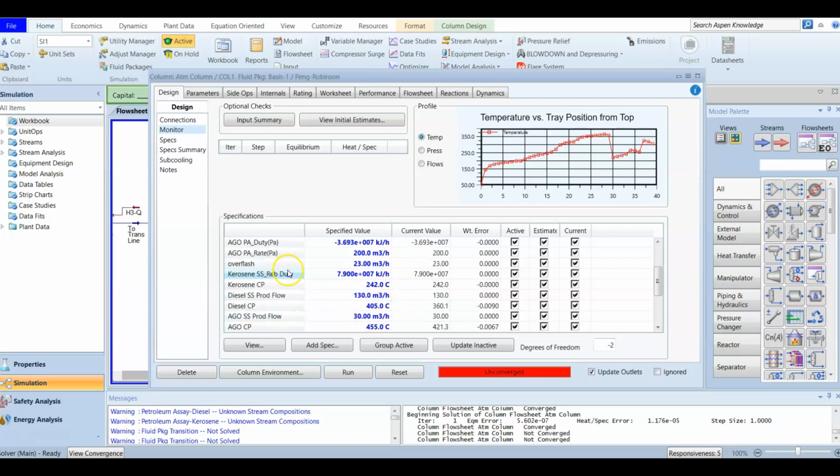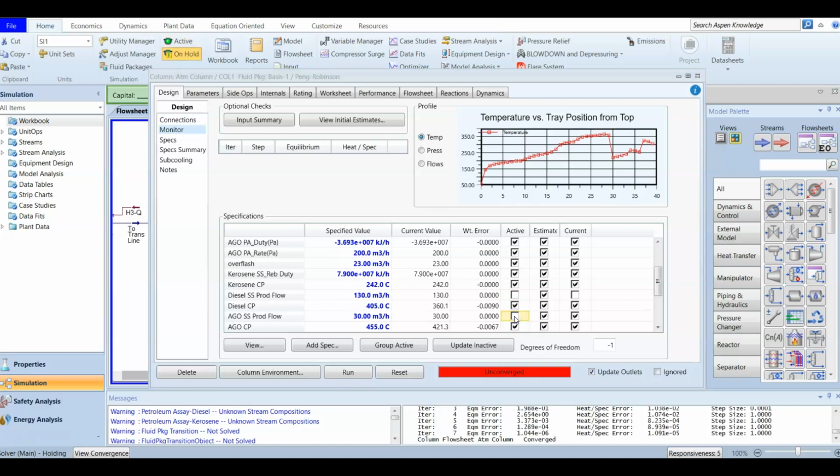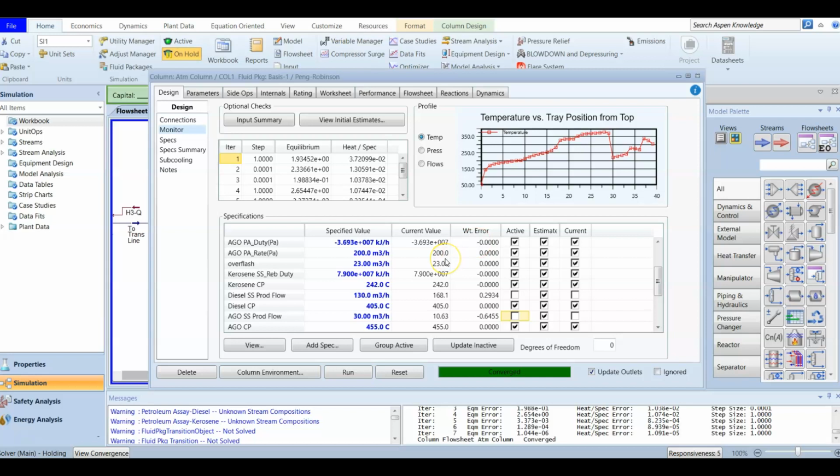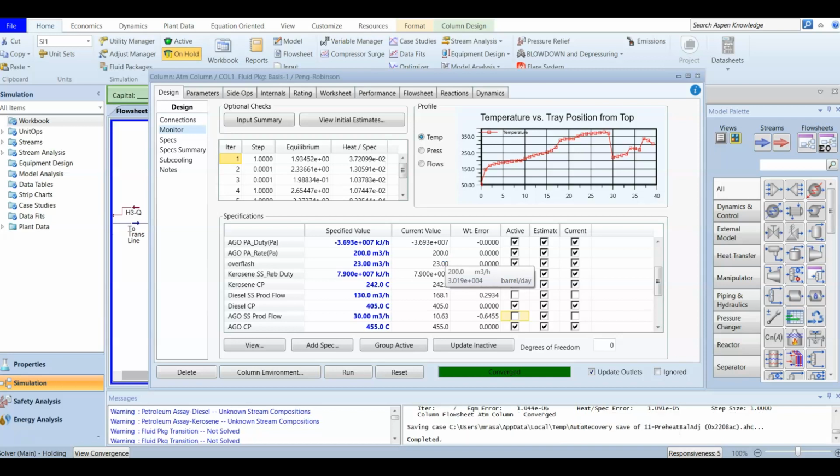Okay, so for the diesel side stripper product flow, we need to remove this one because we are replacing the flow with something related to the quality, and the second one would be the EGO product flow. So this is the flow from the side stripper. Now it will be converged. What we have done here is, instead of mentioning that we are going to remove a specific quantity or a specific flow rate per hour, this time we are going to remove a specific quality.